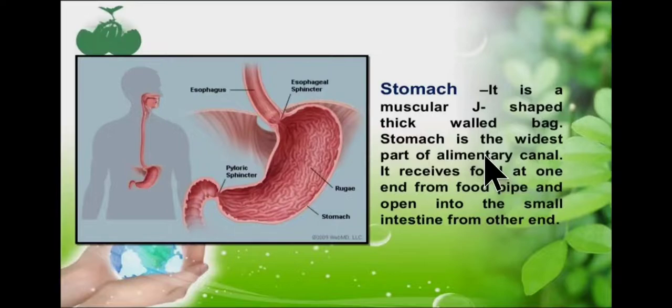Now the next comes stomach. It is a muscular J-shaped thick-walled bag. It is the widest part of alimentary canal. It receives food at one end from food pipe and opens into the small intestine from the other end.